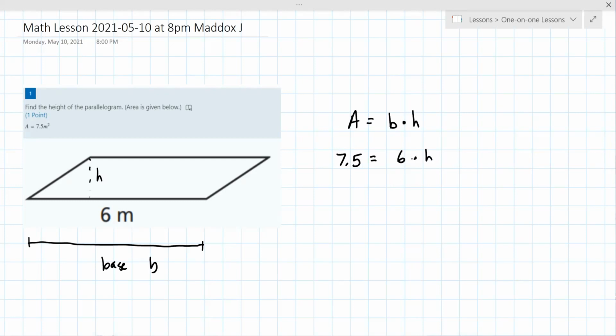So we're substituting those two values in. Divide both sides by 6. If you have a calculator handy, you can go ahead and do the calculation with me if you want, but it's 7.5 divided by 6. So the height is 1.25. Now we need units, meters and meters on that there.